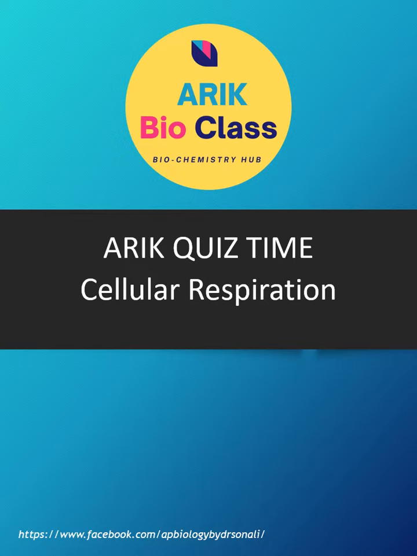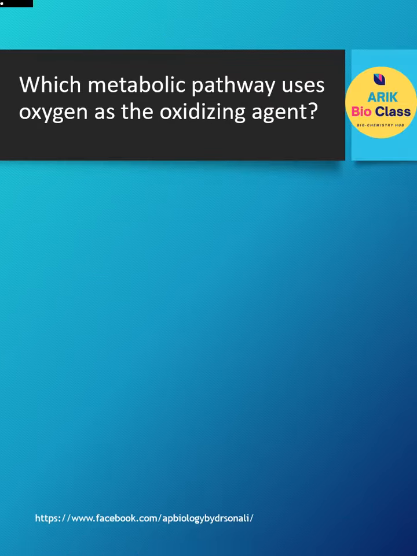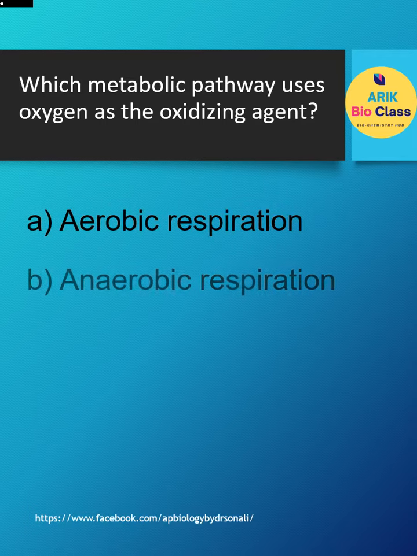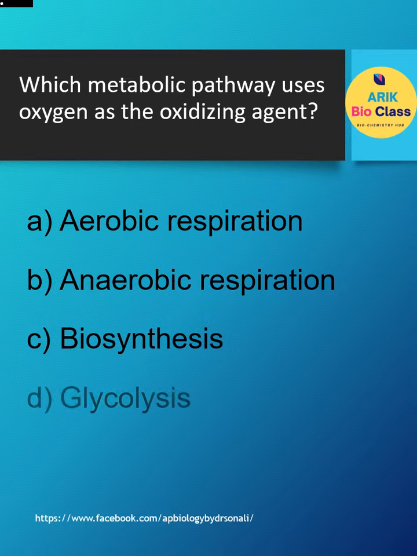Today's question is from the topic cellular respiration, one more very important topic from biology. So let's look at the question. Which metabolic pathway uses oxygen as the oxidizing agent? And your options are aerobic respiration, anaerobic respiration, biosynthesis, and glycolysis. Give it a thought. What could be the answer to this question?